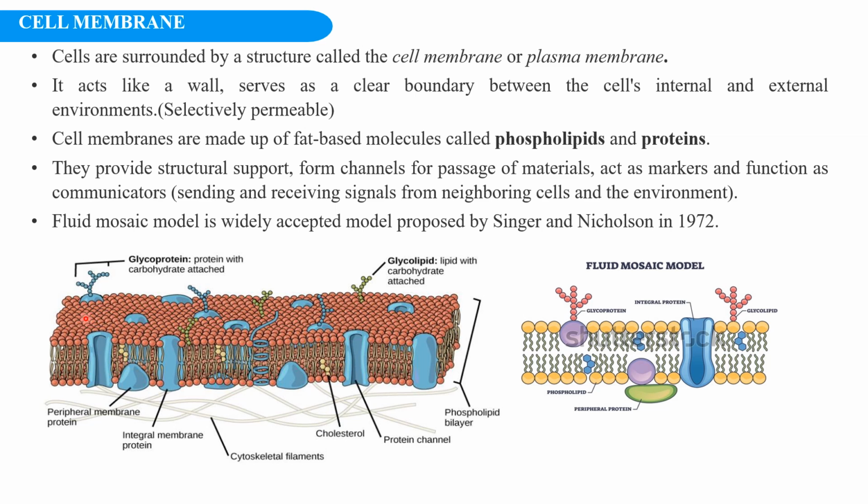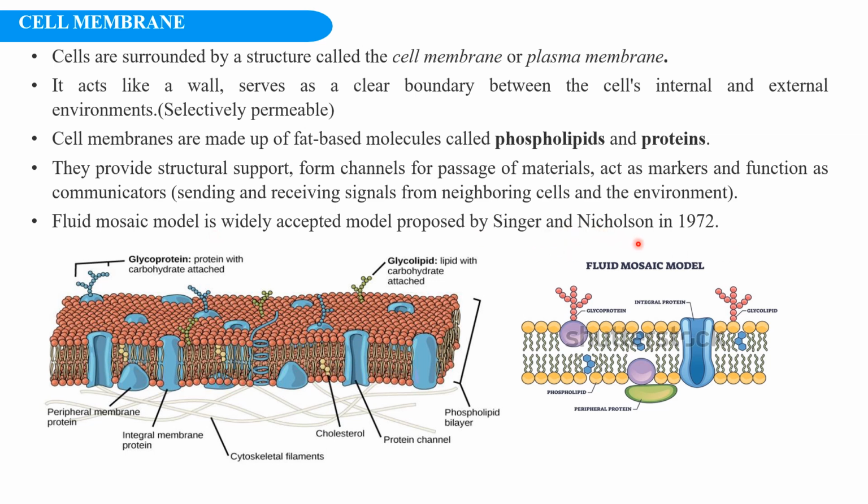And the cell membrane is made up of fat-based molecules called phospholipids and proteins. They provide structural support. They form channels for passage of materials, and they act as markers and function as a communicator by sending and receiving signals from neighboring cells and environment. Fine. And the very famous, widely accepted model of plasma membrane or cell membrane is the fluid mosaic model, which was proposed by Singer and Nicholson in 1972.